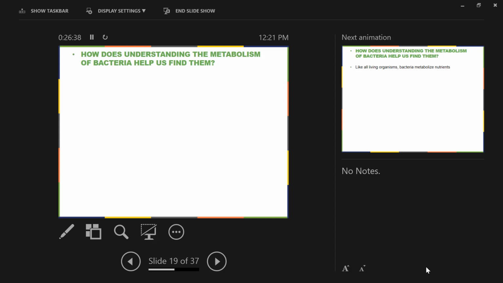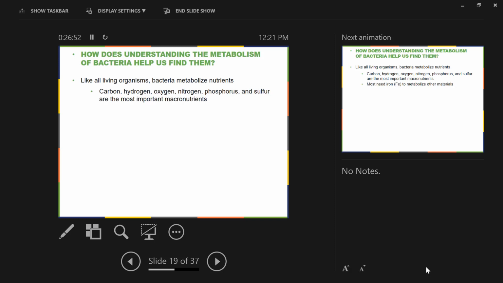Yeah, we'll get there. All right, so how does understanding the metabolism of bacteria help us find them? Like all living organisms, bacteria metabolize nutrients, right? That's one of the characteristics of life, metabolism. And some of the things that they metabolize: carbon, hydrogen, oxygen, nitrogen, phosphorus, sulfur. If you've had a previous biology class, you realize those are the most common nutrients in our bodies as well. You're like, wow, they need just the same things I need, right? We're like cousins. Except we're not, because anyways, we'll get there.